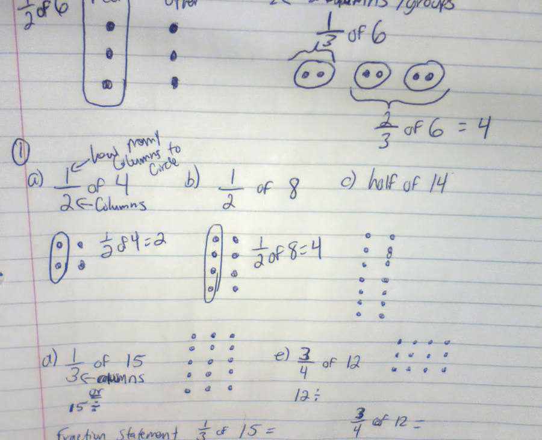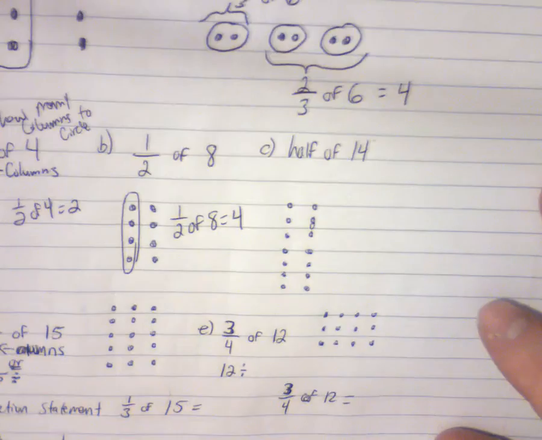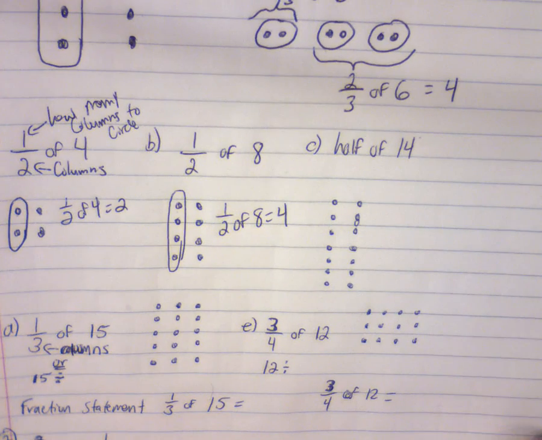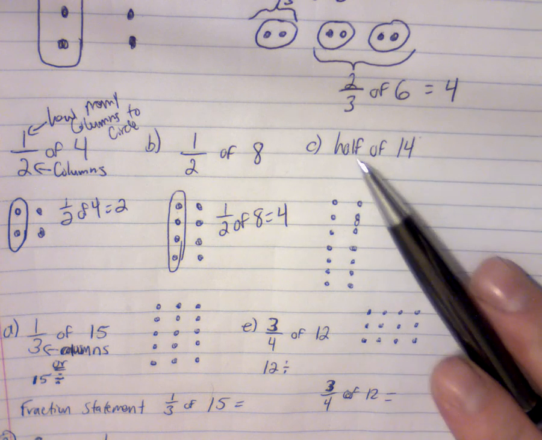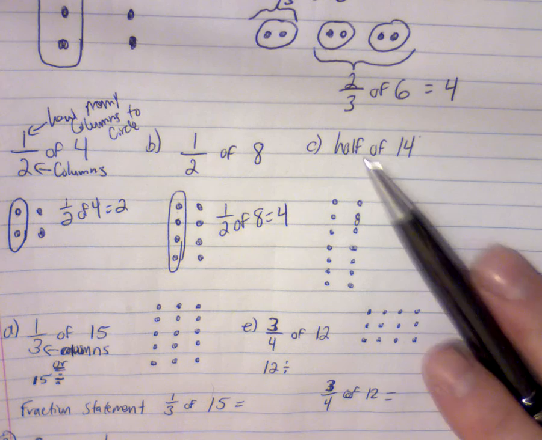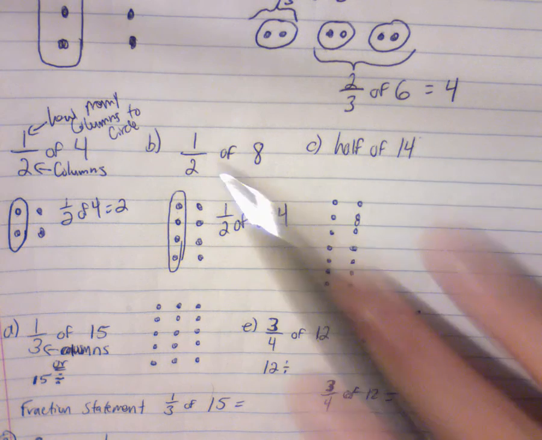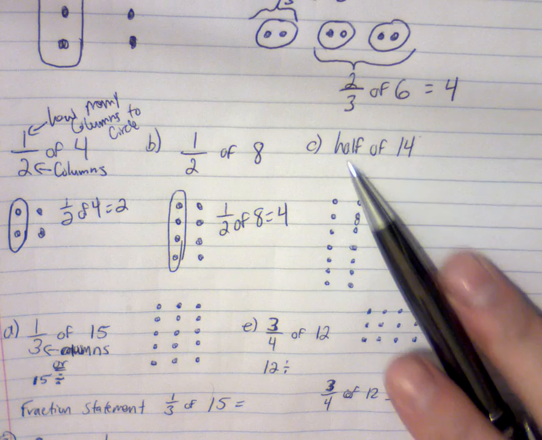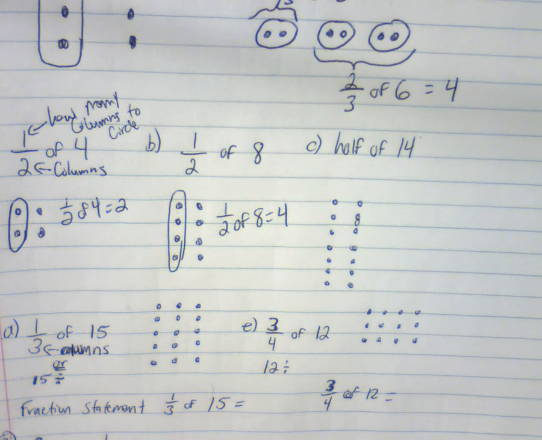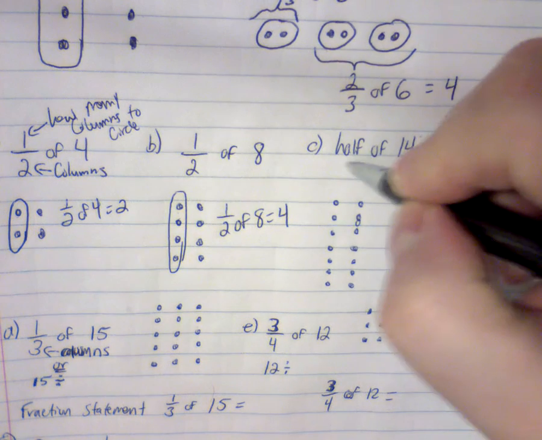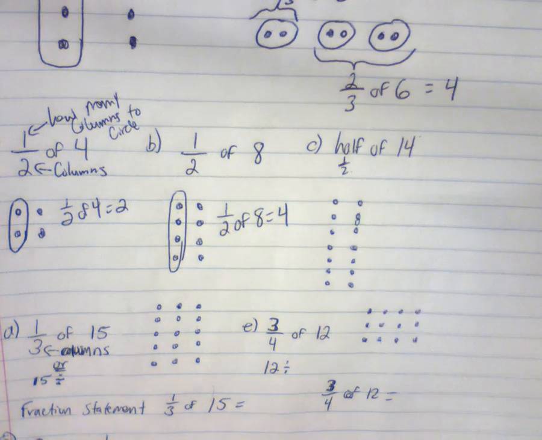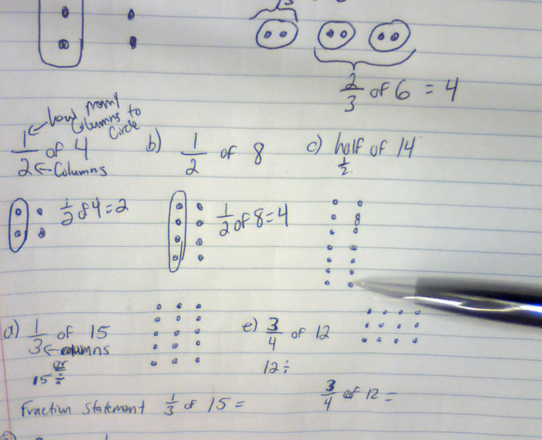Okay, I think this is pretty simple and pretty self-explanatory, as long as you follow the rules I've given you. So now what I've done is I've written it out. 1/2 of 14. Okay, this is half, same thing. How many columns are you going to need? Well, half is 1/2, so you're going to need 2 columns, which I have drawn.